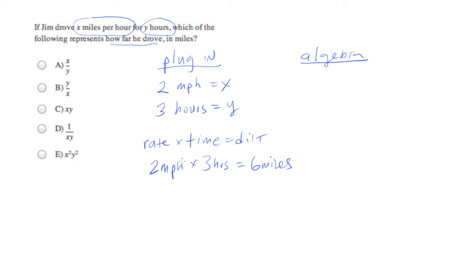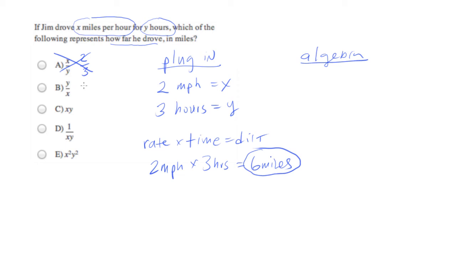Now, let's continue along the plug-in route just to see how that finishes. So we're looking for an answer which yields a 6. Of course, our answer choices all have variables, but we can simply plug x and y in for those variables to figure out what happens. So in A, we have 2 over 3. Does that equal 6? No, so A is out.